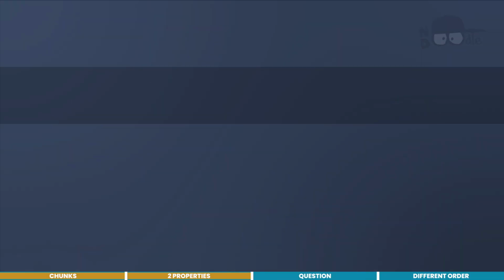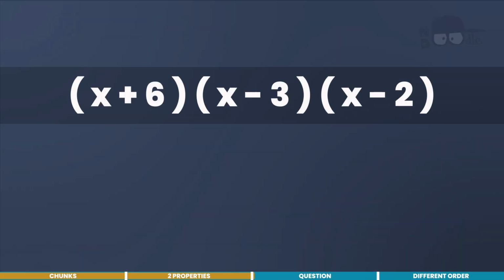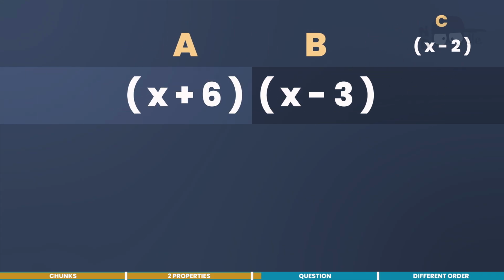Let's look back at one of our examples. Here we have 3 chunks. We now know that we can multiply any 2 of these chunks together to get closer to our answer. So let's try chunk A times chunk B. We then know that we'll be able to multiply our answer by chunk C to get our final answer.